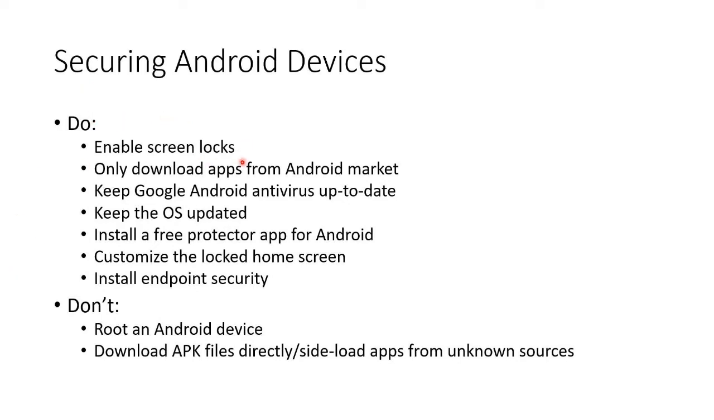Do only download apps from the Android market, from Google Play. Do keep your Google Android antivirus not only installed, but up to date. Do keep the OS updated. Install some kind of free protector app. Customize the locked home screen and install endpoint security.